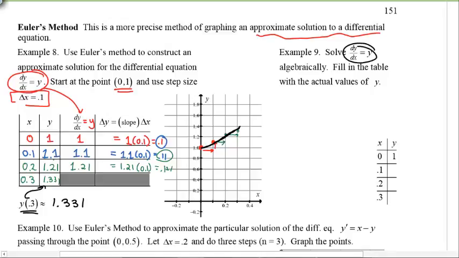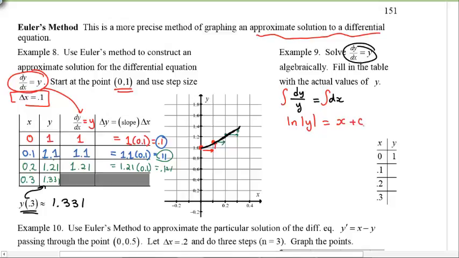So let's look at example number 9, and solve it algebraically. So once again, separate the variables. This is dy over y this time, equals dx. Integrating both sides. What's the integral of 1 over y? Did you say ln y? Yeah, I hope you did. Make sure you put the y in absolute values, because you can't take the ln of a negative number. This now just becomes x plus c.